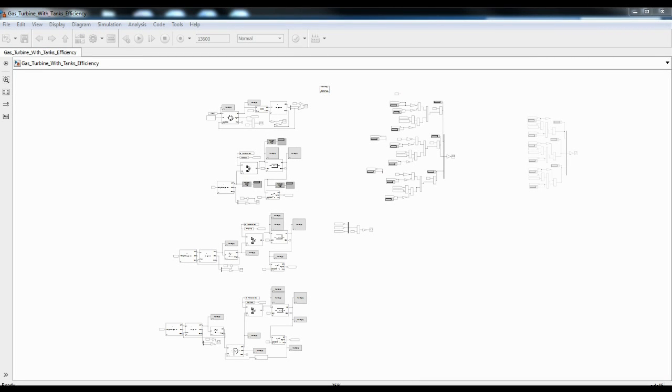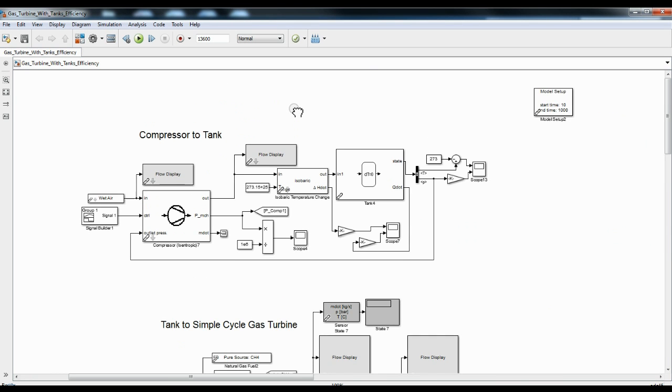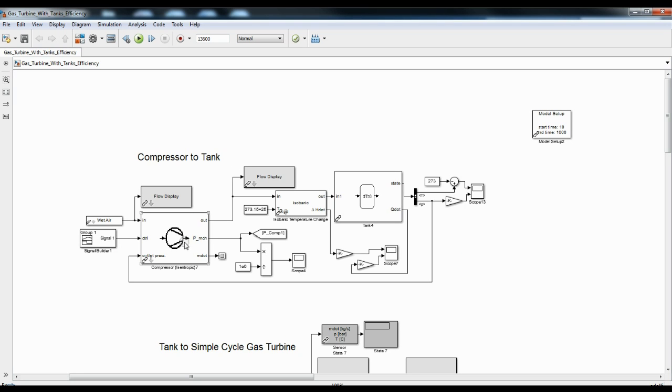So here's one of the systems that I've modeled. This is actually one compression phase with 3 different generation phases modeled at the same time. If we look at the compression phase, we basically have a compressor that is pressurizing a tank.